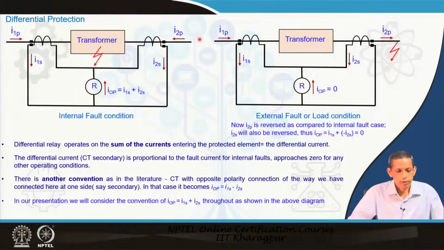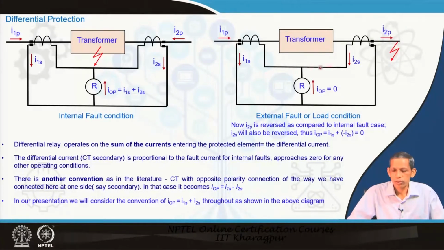For an internal fault, both I 1 P and I 2 P will be in these directions, and with CT polarity connections in this fashion, the direction of current is such that if this is entering here, this should leave here. So, that is why the direction of current I 2 S is this, entering here. So, at this terminal this should leave here. So, the direction of I 1 S is this. This philosophy results in I O P equal to I 1 S plus I 2 S.